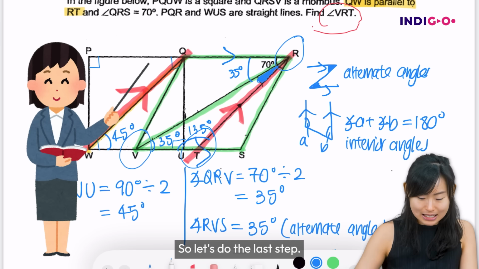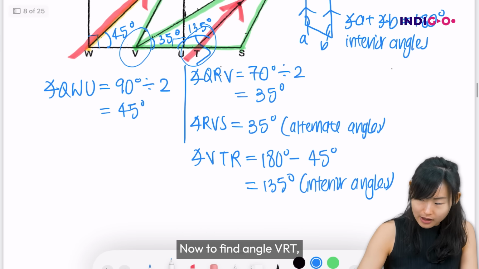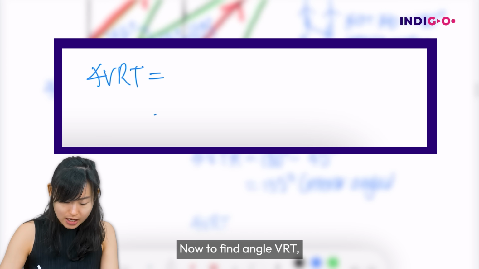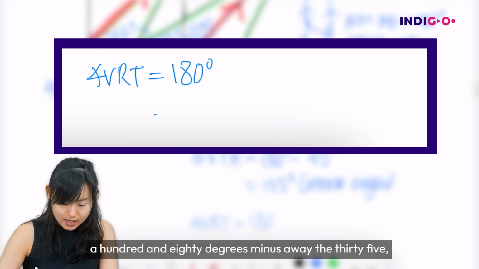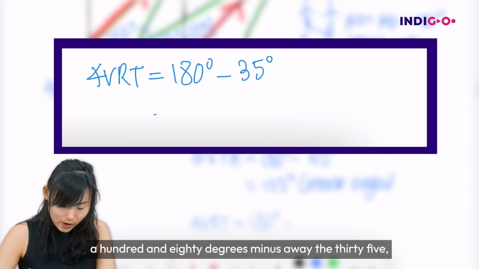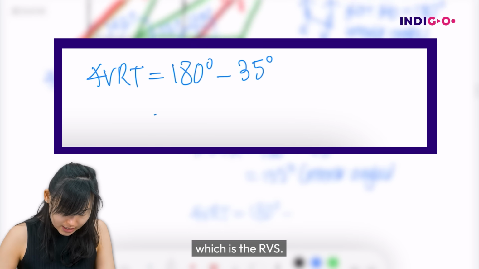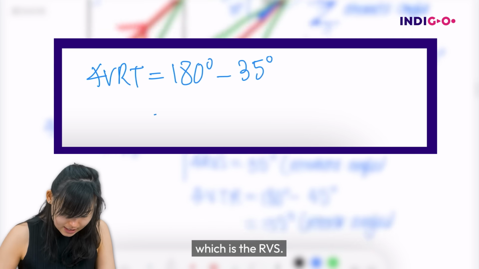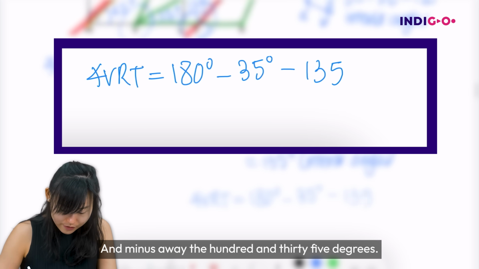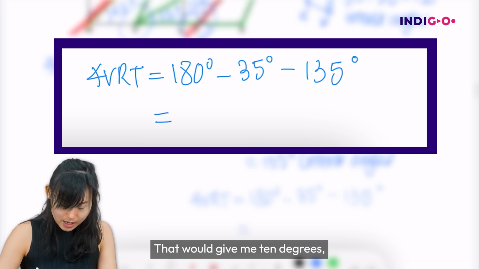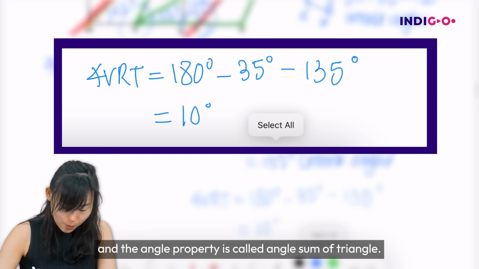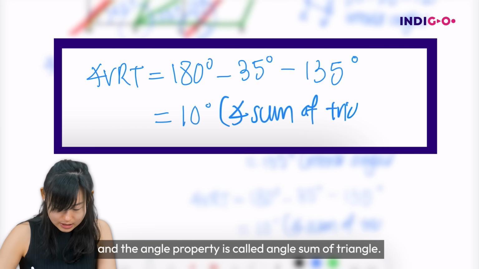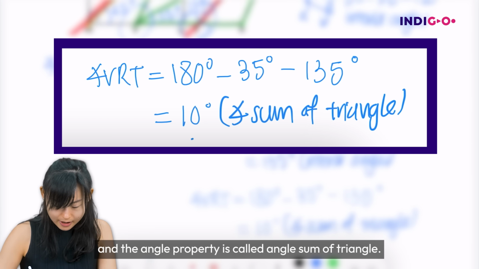So let's do the last step now. To find angle VRT, I would just need to take 180 degrees minus away the 35, which is the RVS, and minus away the 135 degrees. That would give me 10 degrees, and the angle property is called angle sum of triangle.